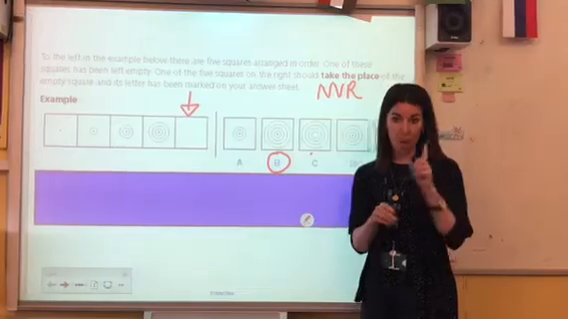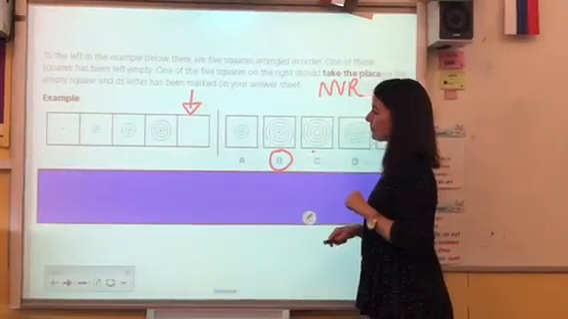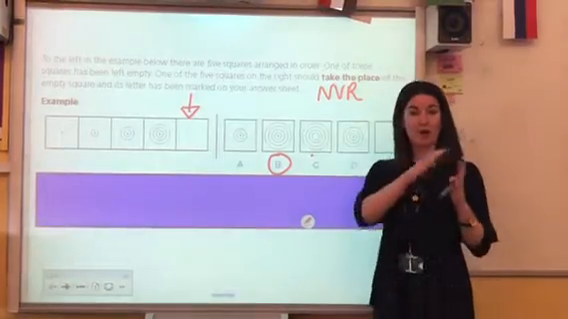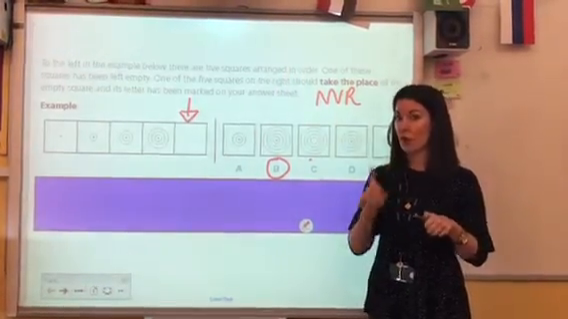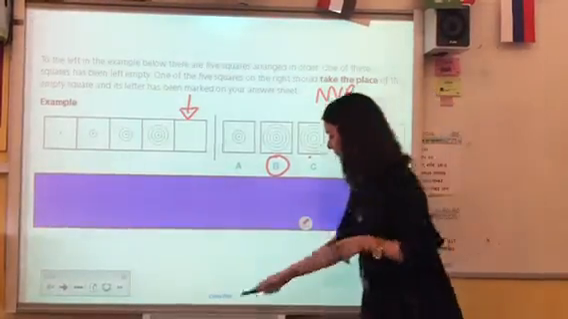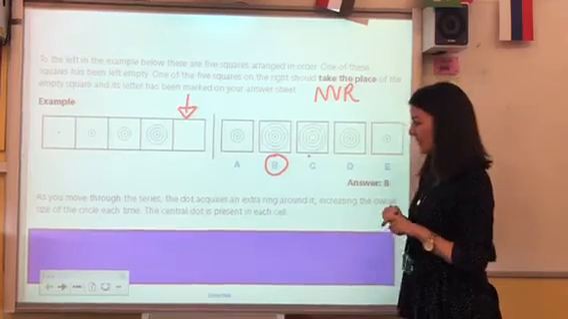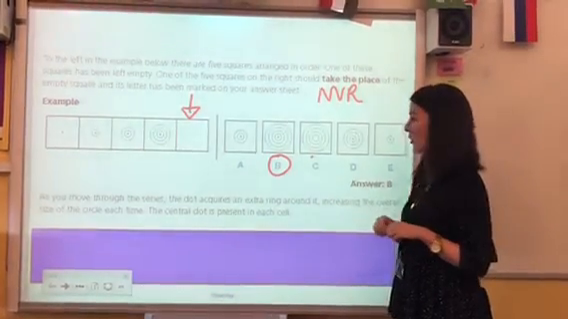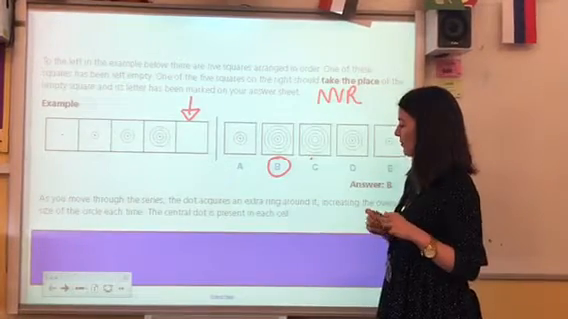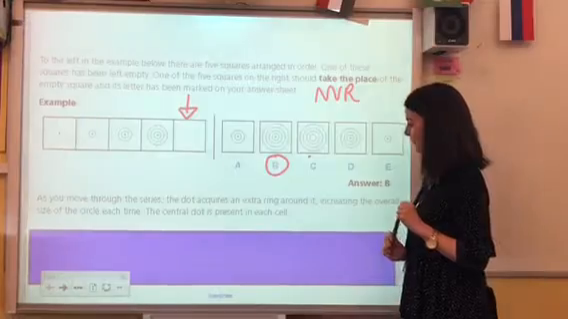So that's one way that you can find the missing picture, and that is it might go up in size. So size is one thing that you can always have a look for. Okay? Let's have a quick look. As you move through the series, the dot acquires an extra ring around it, increasing the overall size of the circle each time. The central dot is present in each cell, which is why it's not C.